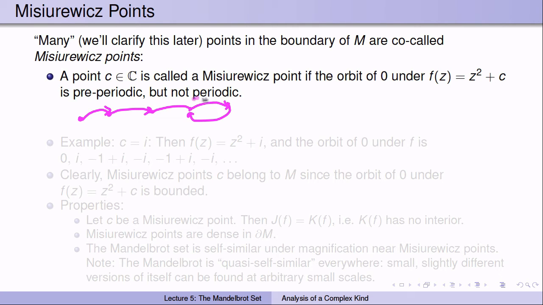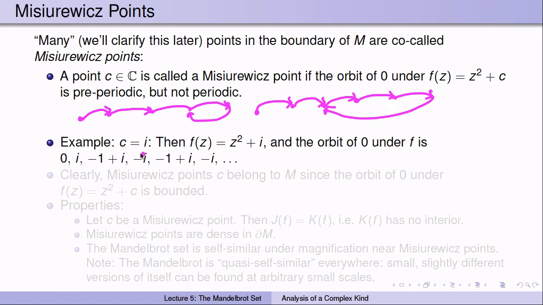And a periodic orbit could be of order 2, like the one I drew here, or it could be something like this, of a higher order. But the point is pre-periodic if it is not itself periodic, so the orbit does not return to this point itself, but it enters a periodic orbit after a number of iterations.